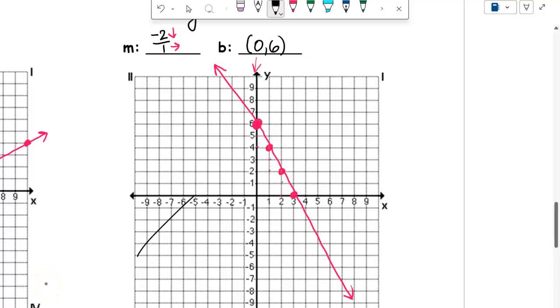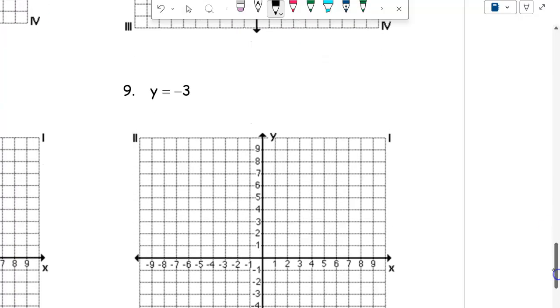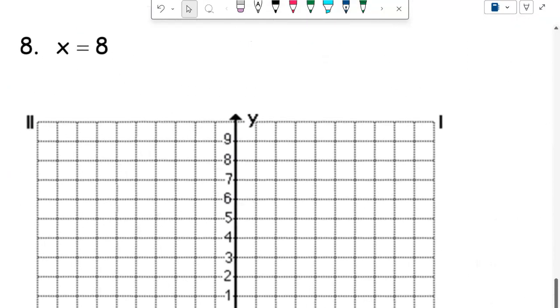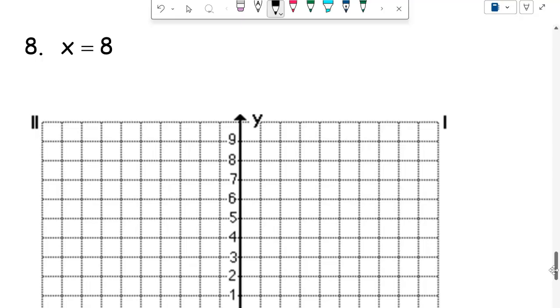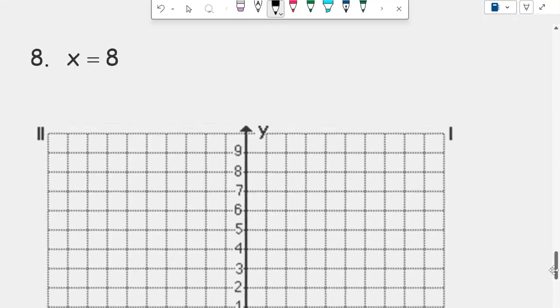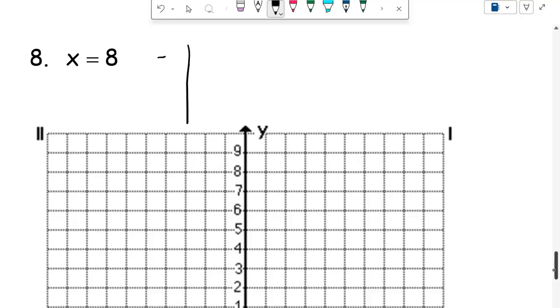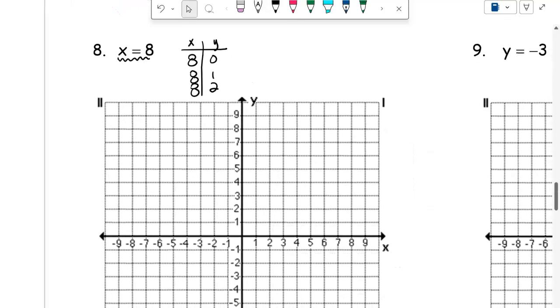The last type of graph we saw was two special cases. When we have just x equals 8 or y equals -3, these are either horizontal or vertical lines. Now remember, if you cannot remember which one they are, create a table. This says that every x value has to be 8, so we can just throw a couple 8s on there. Now for y, it doesn't matter what points you choose. I always go with 0, 1, and 2.